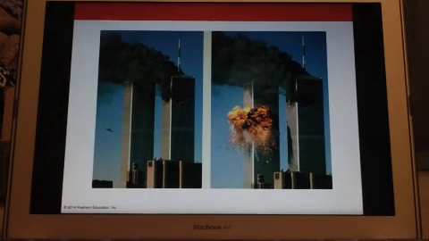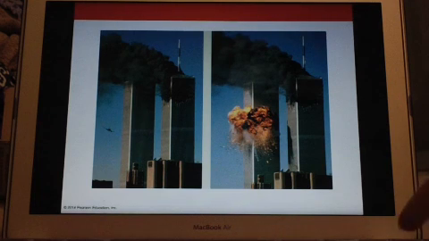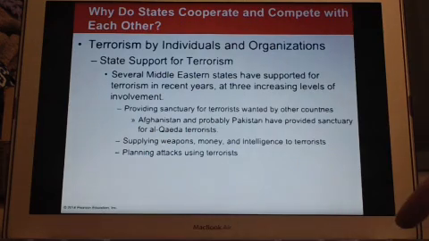Okay, and so you have probably all seen pictures of 9/11 in the World Trade Center.